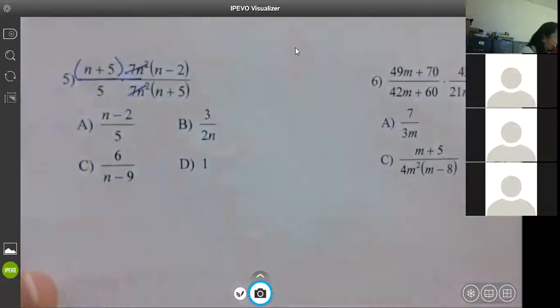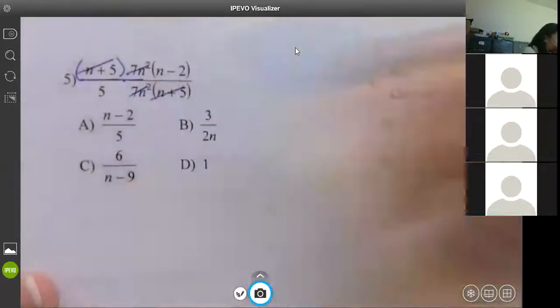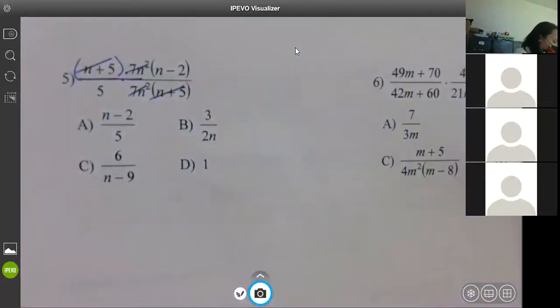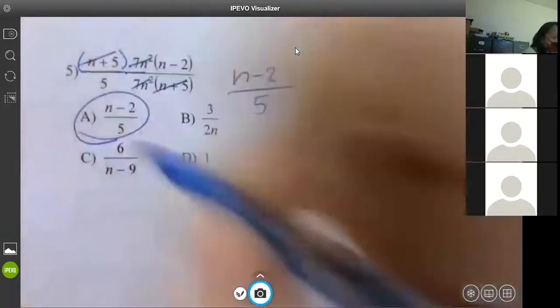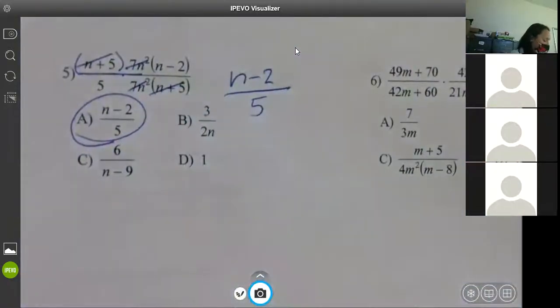7n squared, n plus 5. Anything else? So what's my final answer? n minus 2 over 5, which is A. Real quick and simple.